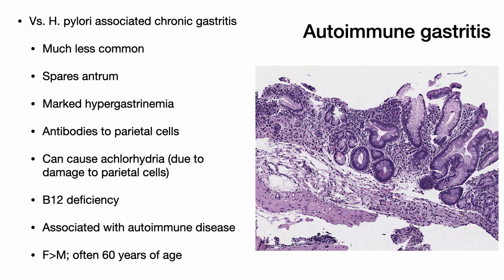You see marked hypergastrinemia. You can see some hypergastrinemia in H. pylori chronic gastritis, but not nearly as much as you see in autoimmune. It is due to antibodies to parietal cells. So that could be one of the reasons why you see that marked hypergastrinemia, because it has a much greater effect on the parietal cells. It can cause achlorhydria because you have damaged parietal cells, you don't secrete acid, and you're not making intrinsic factor, so you get B12 deficiency. Obviously, from its name, it's associated with autoimmune disease, and autoimmune diseases tend to travel in groups, so if they have one autoimmune disease, there's a good chance they have other ones. Women are much more commonly affected than males, and it's usually an older age population.